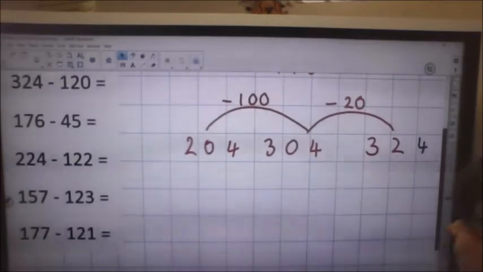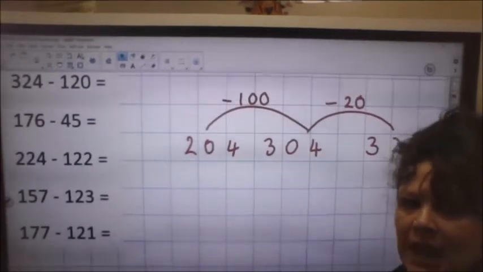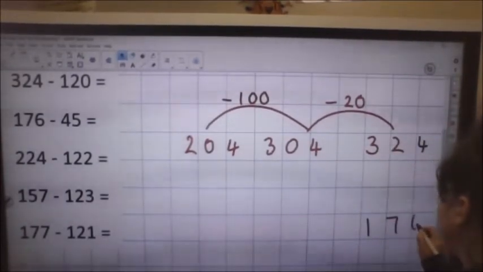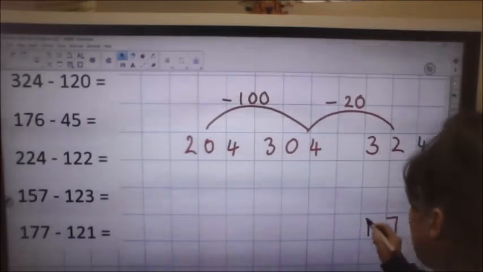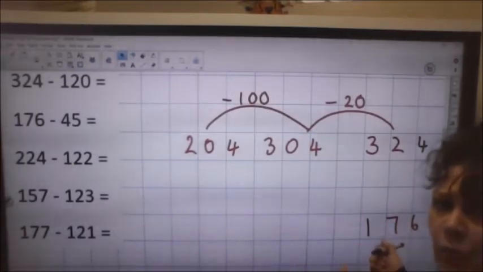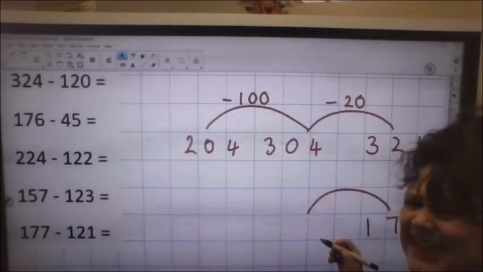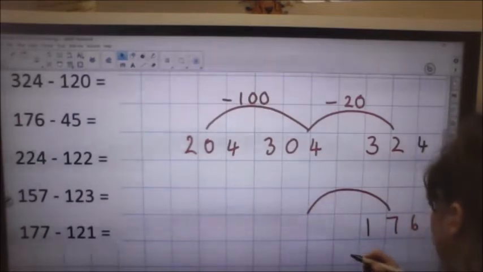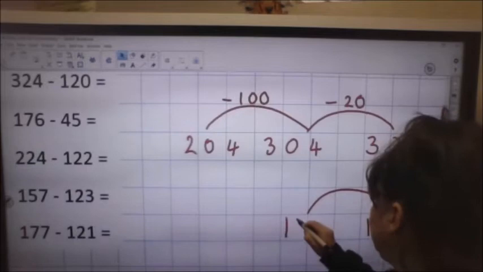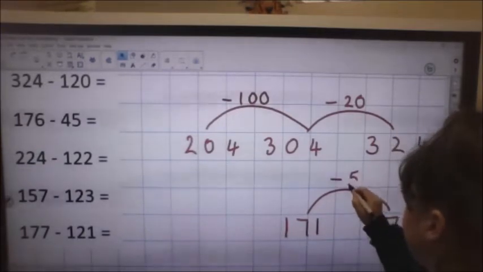Okay, I'm going to do one more and then you're going to have a little go at the remaining ones. Okay, so I'm going to do 176 and I'm going to take away 45. So here we go, 176. Okay, and I've got to take away 45. So what I'm going to do is take the 5 away. Okay, because in my head, it's easier to work with those numbers. So I'm taking the 5. So I've got 171. So I've taken away the 5.